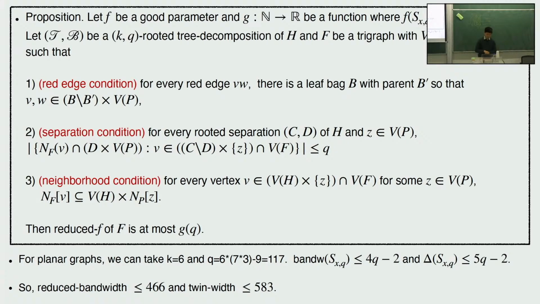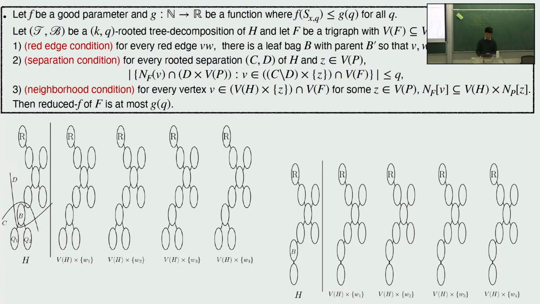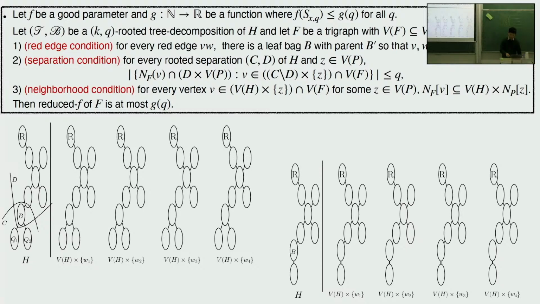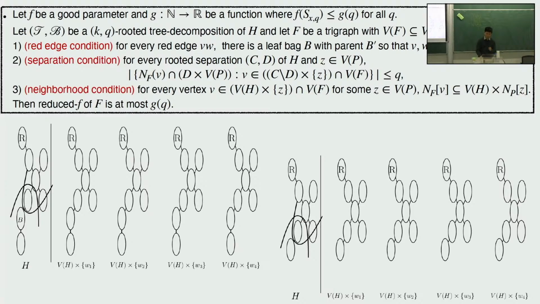So just by adapting this, we prove that the reduced bandwidth and twin-width is bounded like this. We contract like this, and when you have one leaf bag, we just identify the leaf bag and then the parent bag, and then in a similar manner, you can do something like this. And then we also have to consider the rooted separation on the above bags. So when you identify, we have to be careful that we are preserving these three conditions so that we can apply the induction.